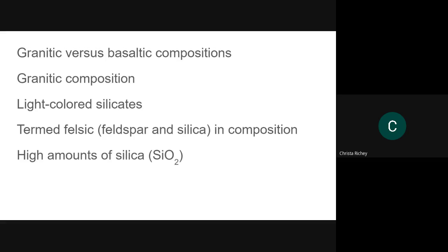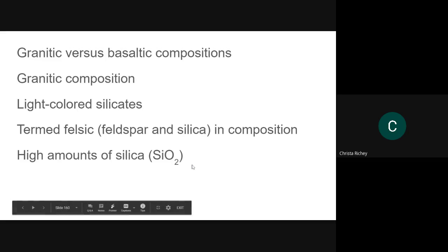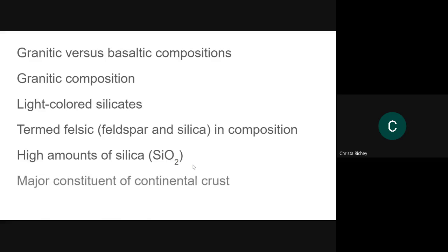And they do have very high amounts of silica. And this is the chemical formula for silica, mostly used to help make up the continental lithosphere, or the crust, or the plate. All of those words are interchangeable with each other.